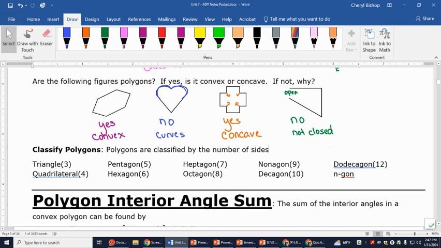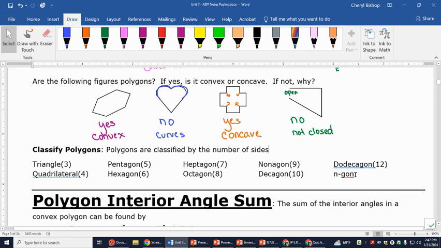So these are the only ones that you have to know by heart, but anything after that, we're just going to call them n-gon, where n is the number of sides. So let's say you have an 11-sided figure, we'd call it an 11-gon. If you had a 32-sided figure, you'd call it a 32-gon.